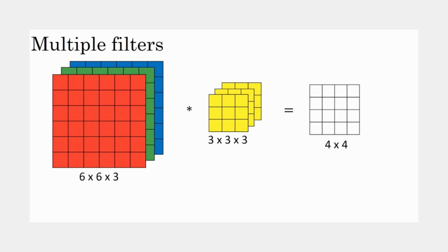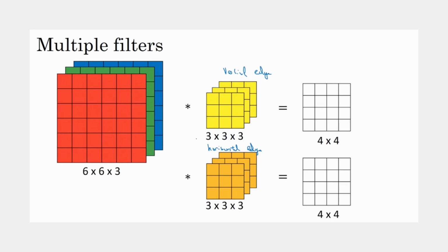Now we can also apply multiple filters to our image. If we want to detect horizontal edges, diagonal edges, and vertical edges, we can apply multiple filters on a particular image. Let's take this simple example, where a 6 by 6 into 3 image is convoluted with these two filters: one set for vertical edge detection and one for horizontal edge detection.